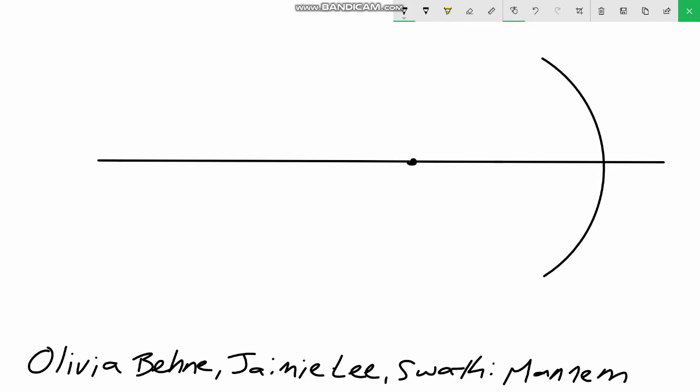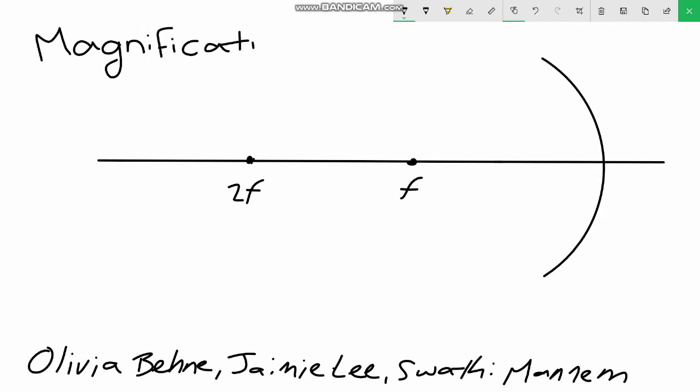The magnification equation relates the ratio of image distance and object distance to image height and object height, or the object's magnification. Again, we have a concave mirror and a principal axis. Labeled is the focus and the center of curvature, or 2f. And this is the magnification equation.